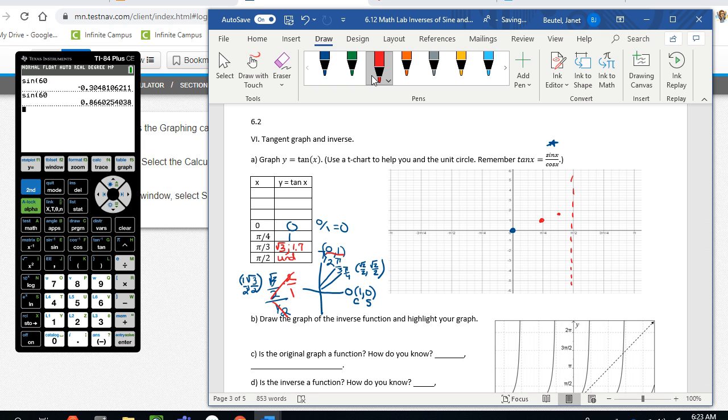Okay, so if I go back in a negative direction and do negative pi over 4, negative pi over 4 is down here and tangent's negative. So that would give me -1. And negative pi over 3 would give me -1.7. And negative pi over 2 would give me negative undefined. Oh, wait a minute. You can't have a negative undefined. It's just undefined.